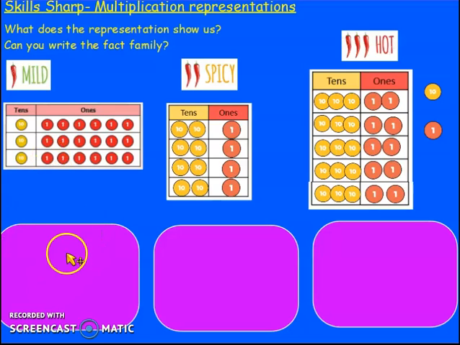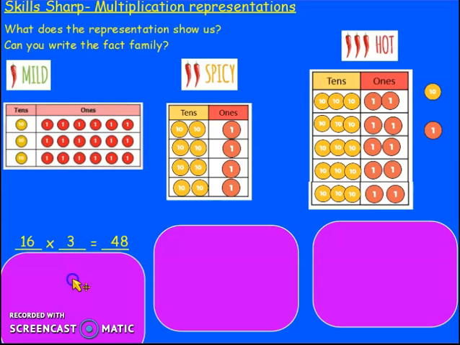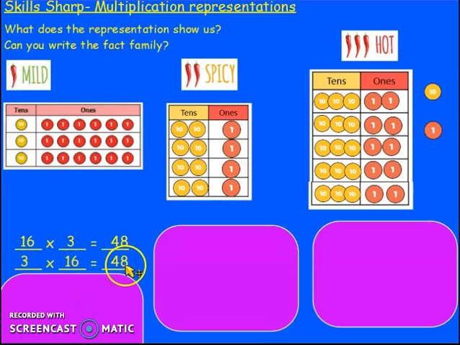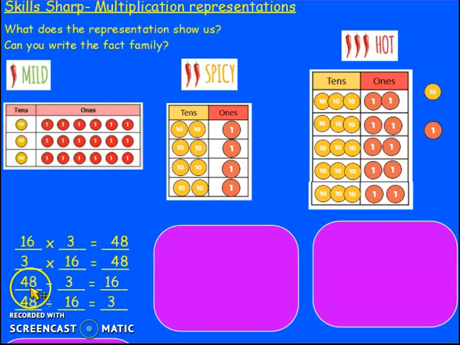So here we are working out 16 times 3 because there are 16 in a row and there are 3 columns, and that equals 48. So we can swap these two amounts around and work out that 3 times 16 is 48. Now for the division facts, we have 48 divided into 3 groups equals 16, and then we have 48 divided by 16 and we will have 3.